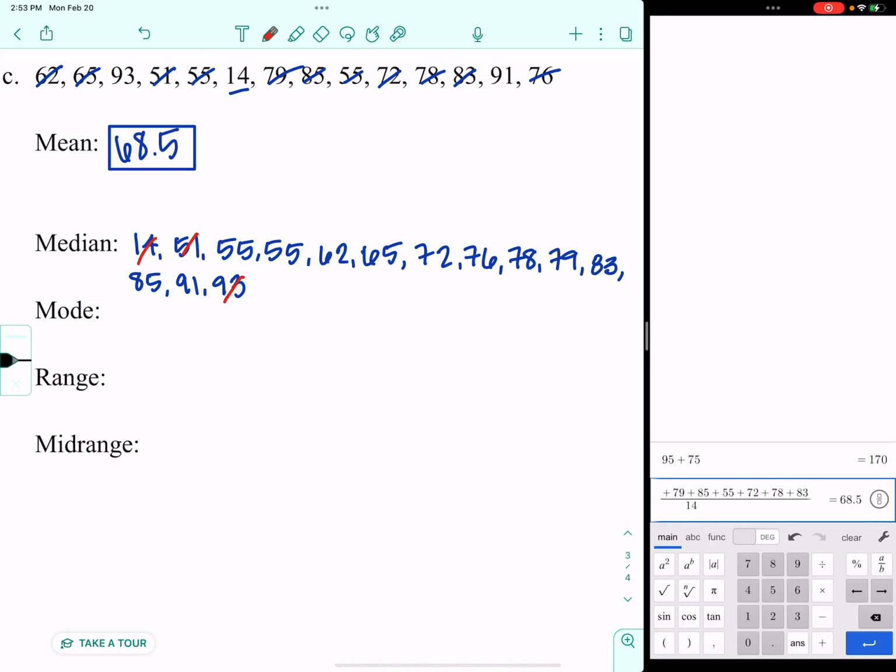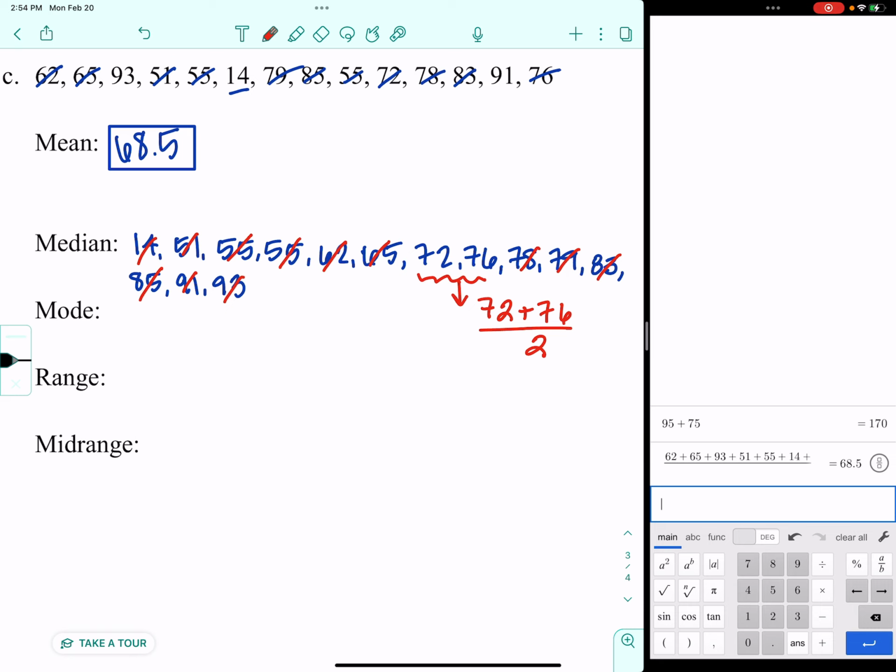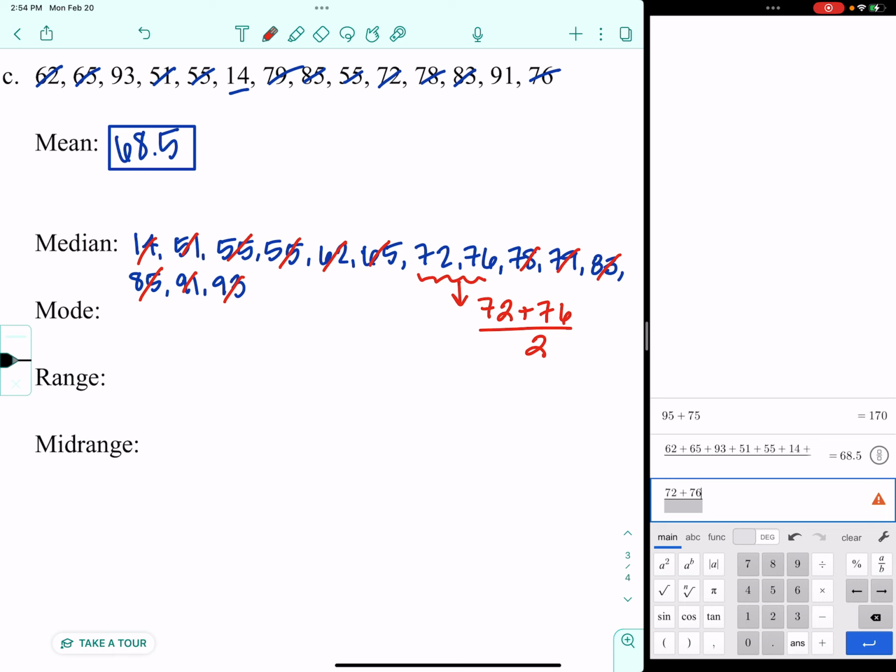So I'm going to find the middle. I have two medians this time, so that means we have to find their average. 72 plus 76 divided by 2. That should be 148 divided by 2, but we're going to double check. 74. So that is the median.